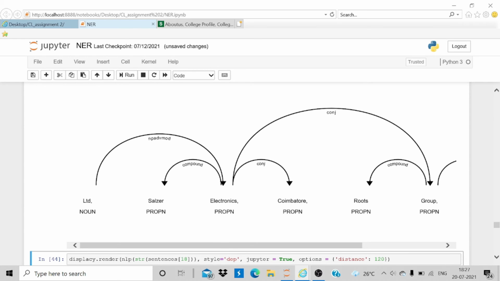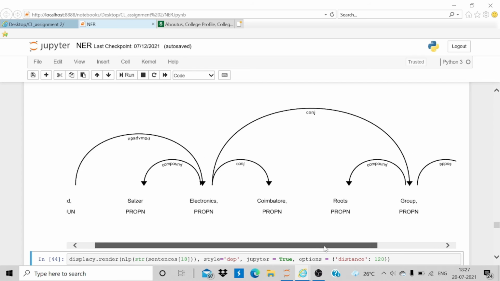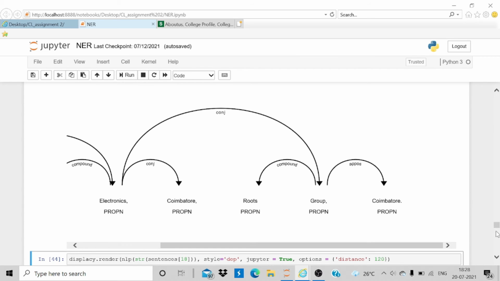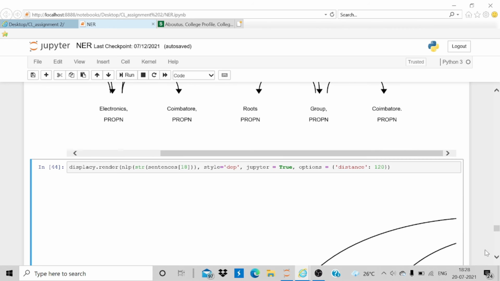Okay. So this noun LTD is dependent on electronics, and then the relationship is given here. And then Salsar electronics, it is the compound for the electronics. And then Coimbatore is a conjunction word. This depends on electronics. And then group is also a conjunction word corresponding to the electronics. And then root is a compound word corresponding to the group. Okay. So likewise the dependence of each word is mentioned here.